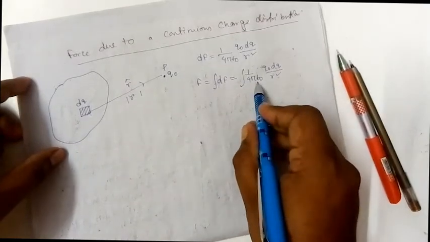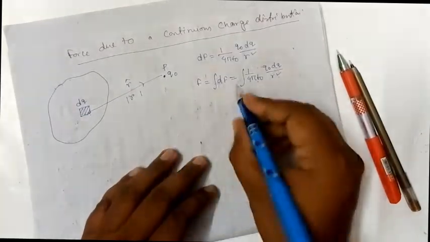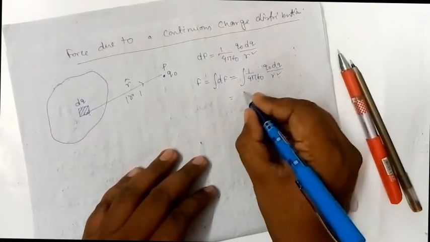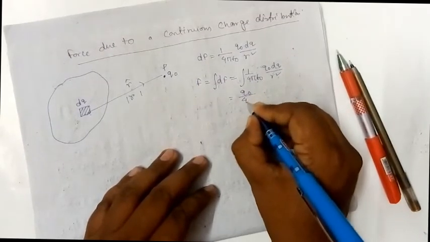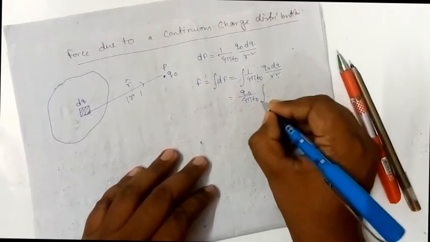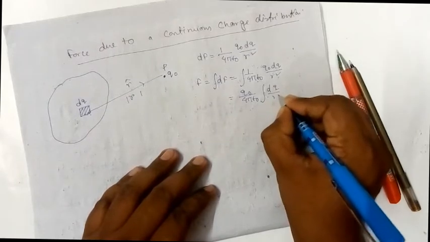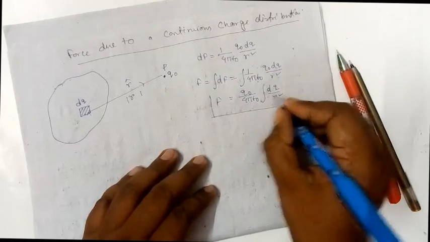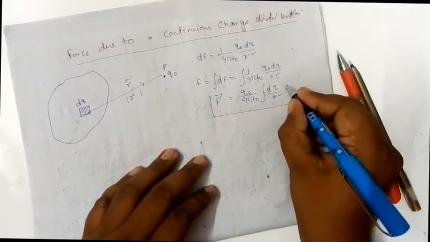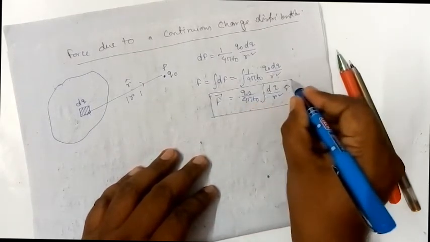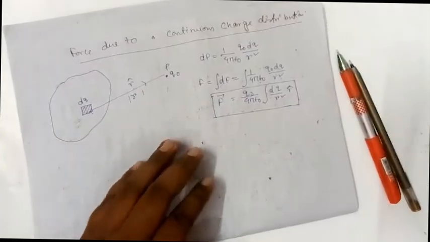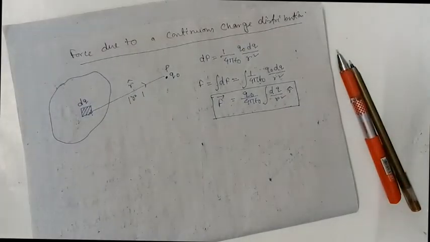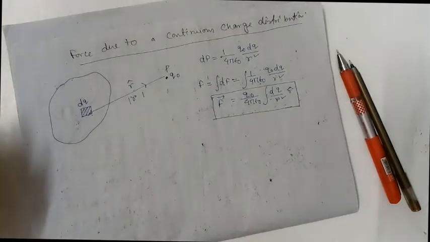Here q naught and 4 pi epsilon naught are constants, so just take them out. So q naught by 4 pi epsilon naught times the integration of dq by r square. This is the equation of force if I want to find it in the form of a continuous charge distribution. Now we have to see some examples.